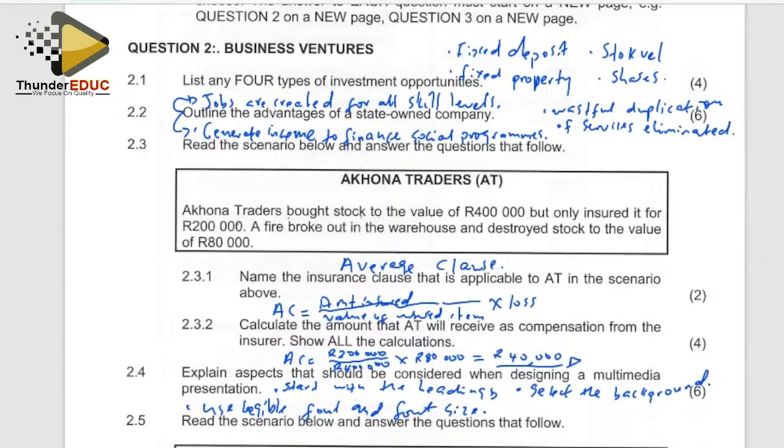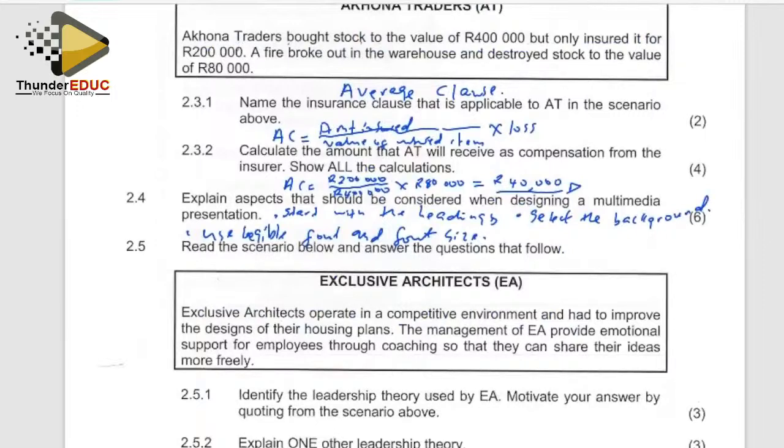Okay, right. So now let's move on to the next question. The next question is 2.5. So now 2.5 reads as follows. Exclusive architects operate in a competitive environment and have to improve the designs of their house plans. So now the management of EA provide emotional support for employees through coaching so that they can actually share their ideas more freely. So now the question says, identify the leadership theory used by EA. Motivate your answer by quoting from the scenario.